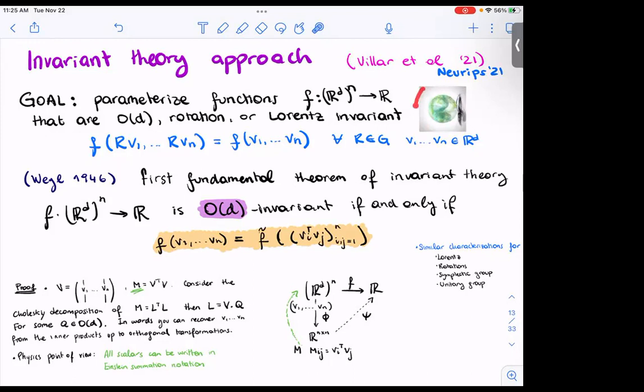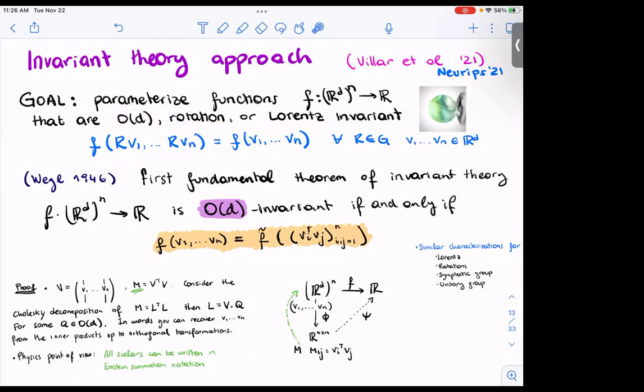The goal is to parameterize all invariant functions from this particle system to a scalar. For instance, say we want to predict the energy of this system. We can parameterize the functions that are invariant with respect to OD, the orthogonal group in dimension D, which is the transformations of RD that fix the origin and preserve distances. So basically rotations and reflections, that's OD. Or we can forget about the reflections and just use rotations. Or if we're working with some physics constants, we may want to look at the Lorentz transformations, which are the isometries in space-time.